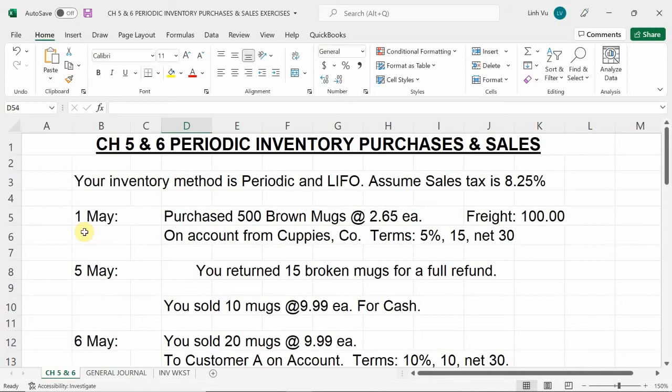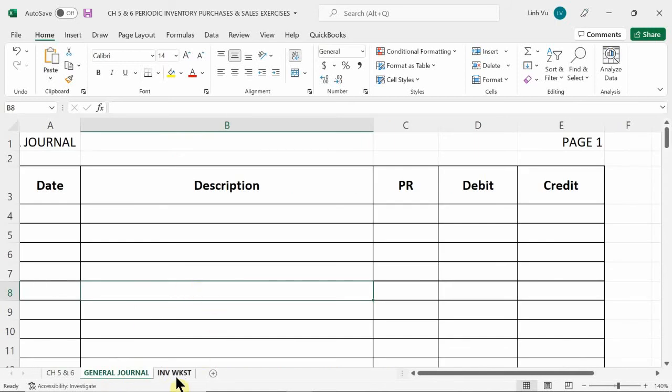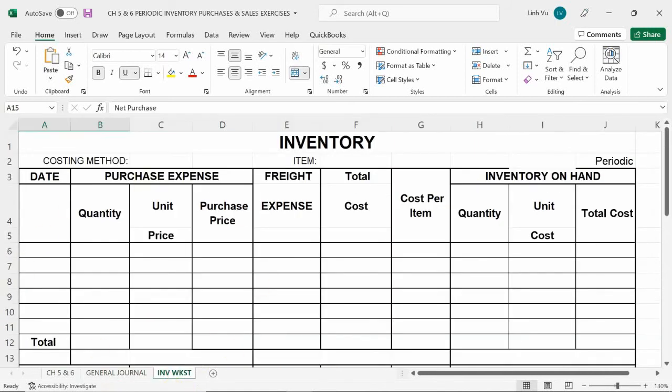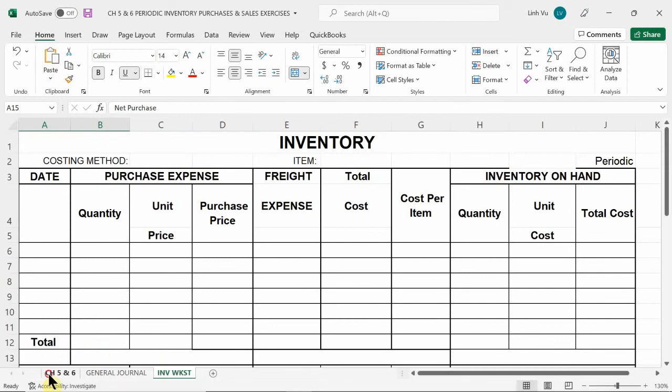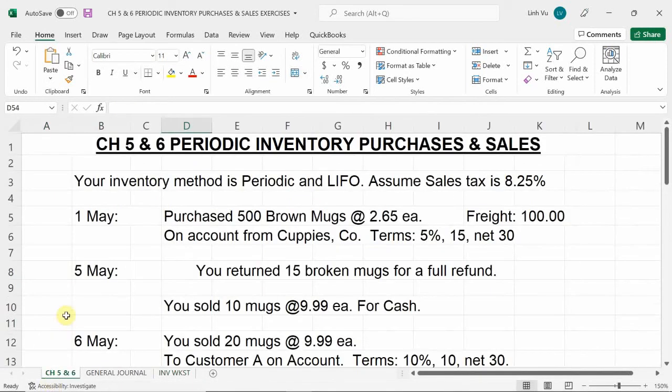So on May 1st, that's what we're going to do. We're going to practice journalizing, and I want you to practice posting it to your inventory worksheet. However order you want to do it is whatever order you want to do it. So we'll do this together.